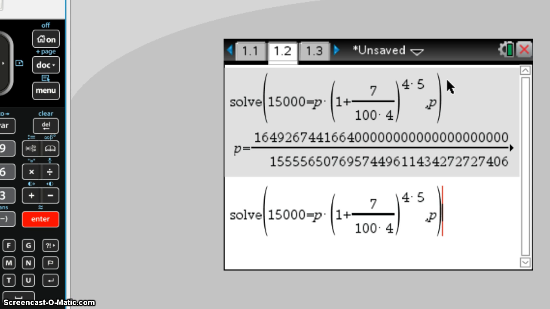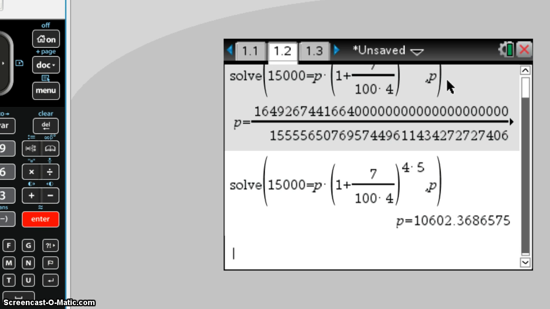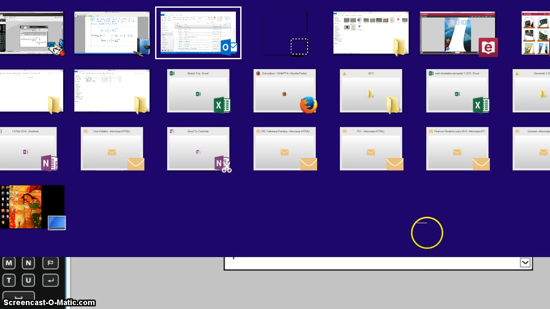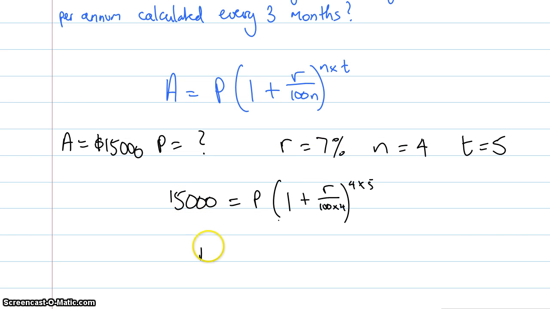Okay, I'm back. I push enter, and I should get $10,602. So after 5 years, if I want $15,000, I'd need to put $10,602 in the bank and not even touch it, and it would eventually get to $15,000 after 5 years. Okay, so I'll just write that down, 10,602.37. So P is $10,602.37. I guess it's a dollar sign, isn't it?